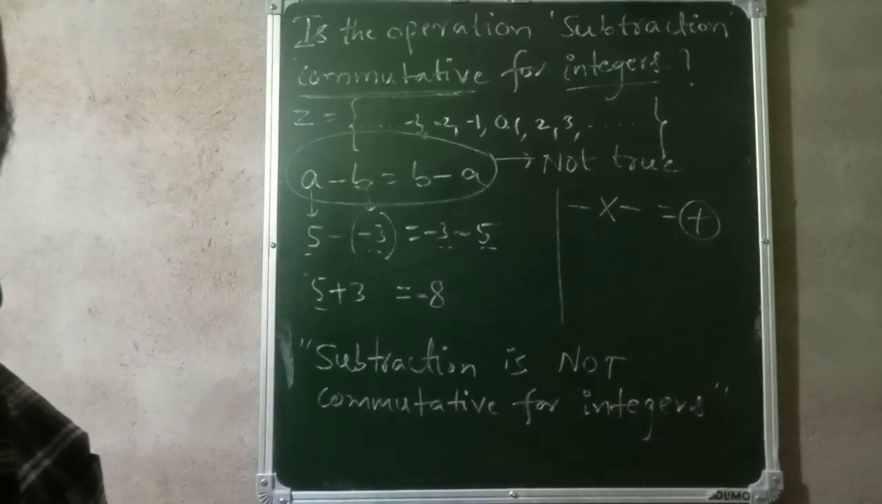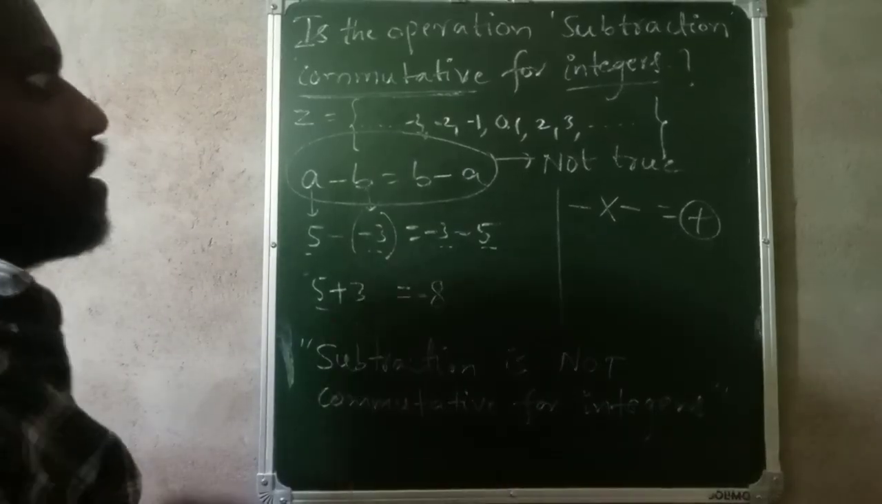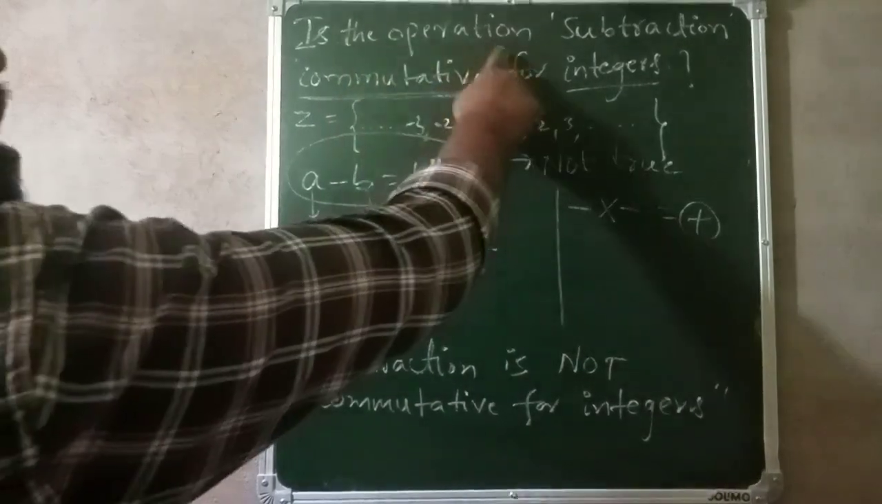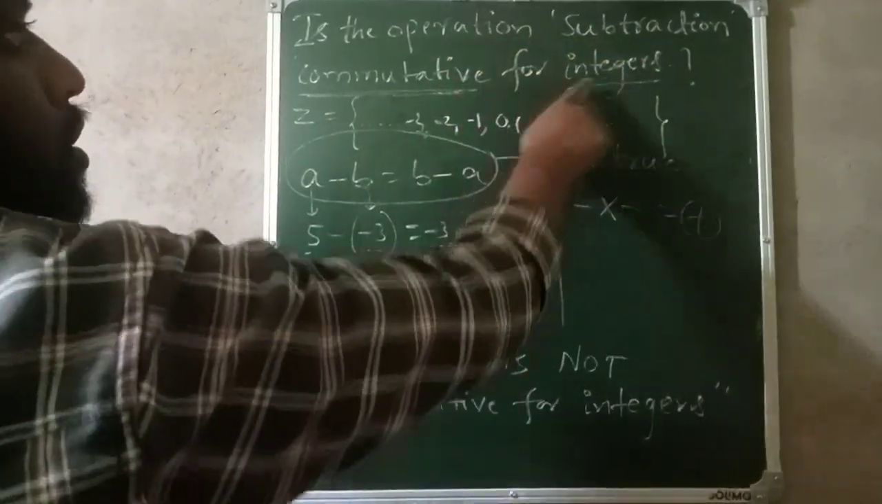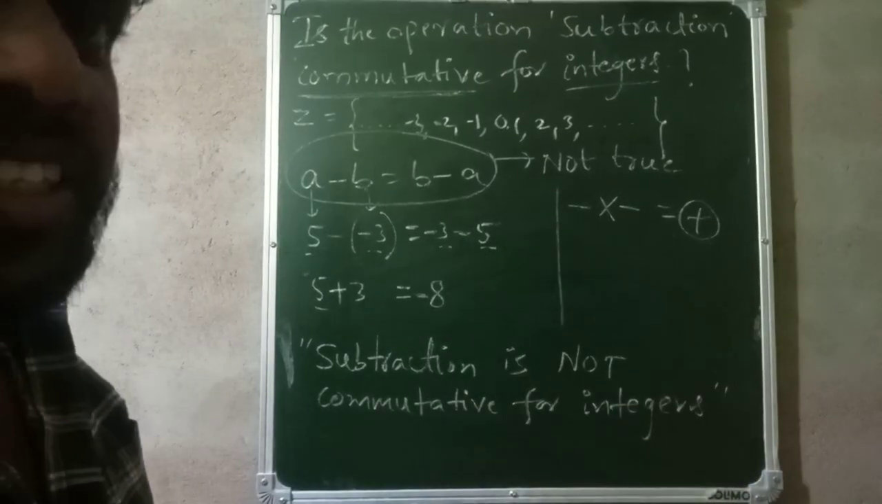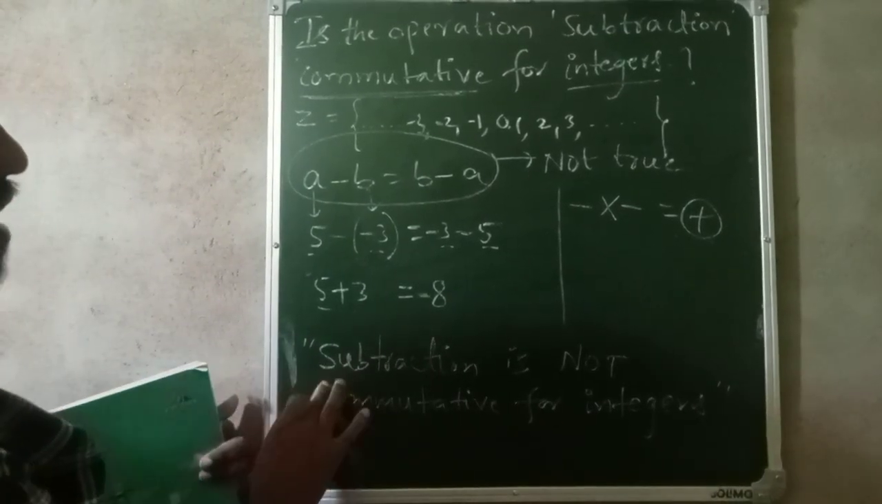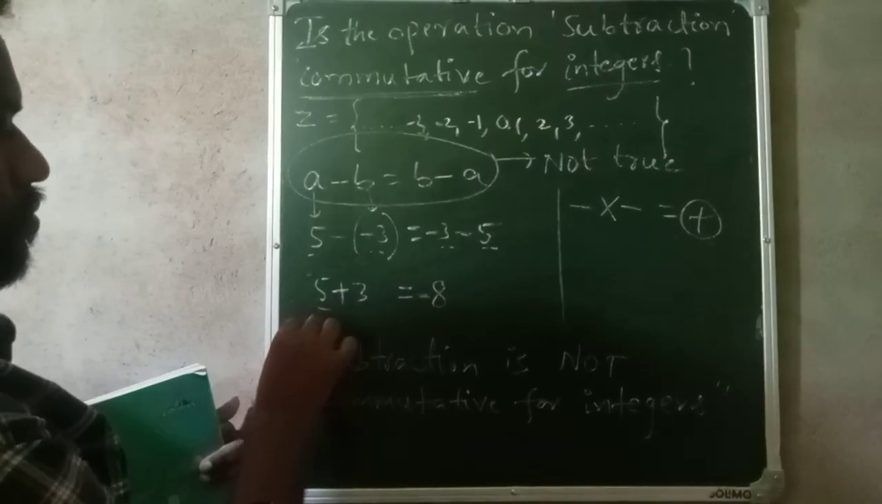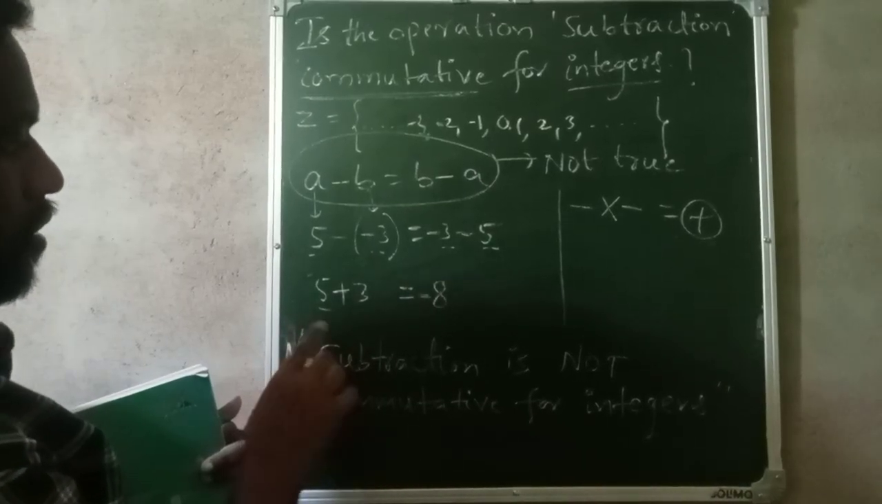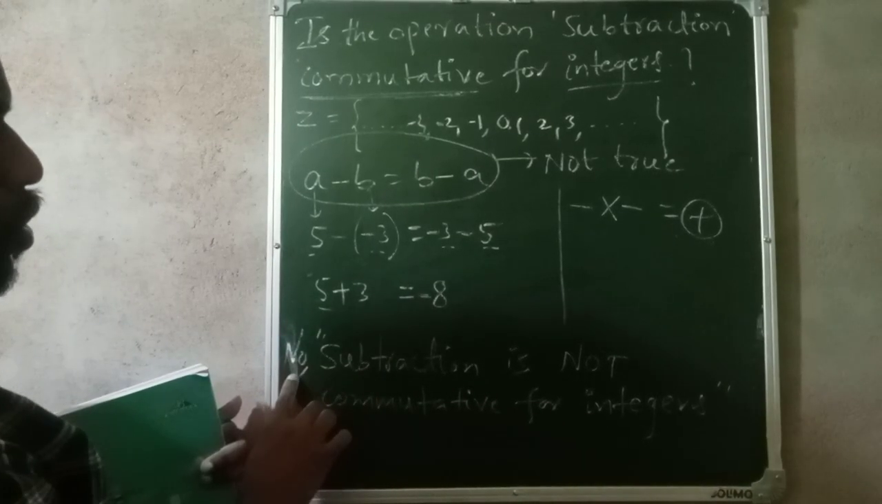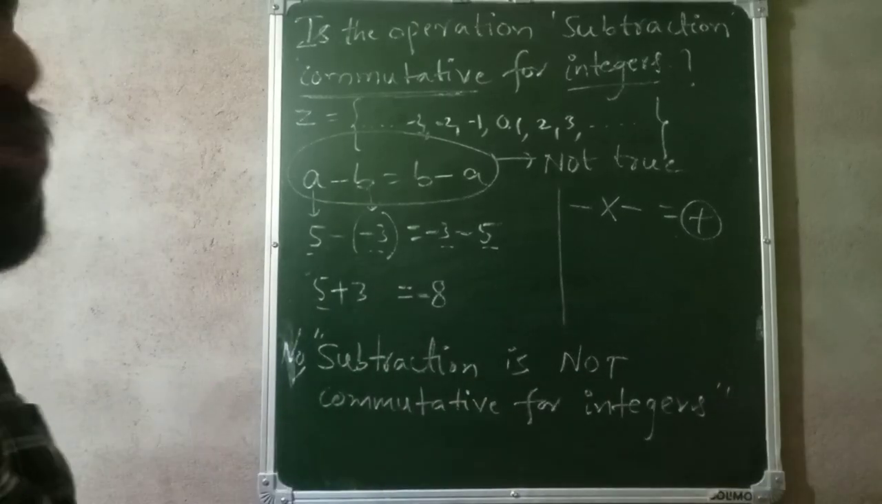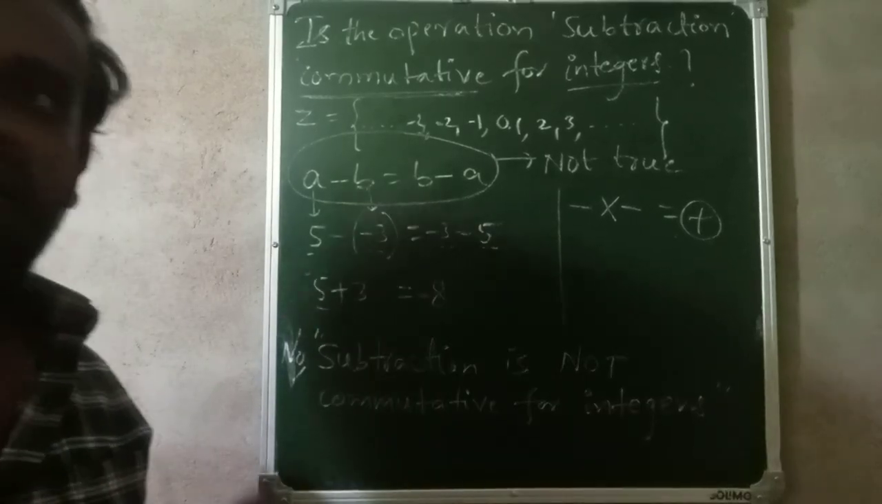The A and B are integers. So what was the question? Is the operation subtraction commutative for integers? No, it is not commutative. See, this is the answer. First you have to write no. No, comma, no, subtraction is not commutative for integers.